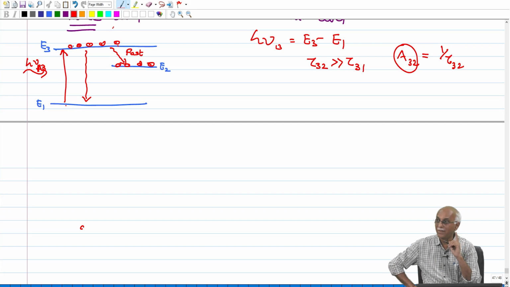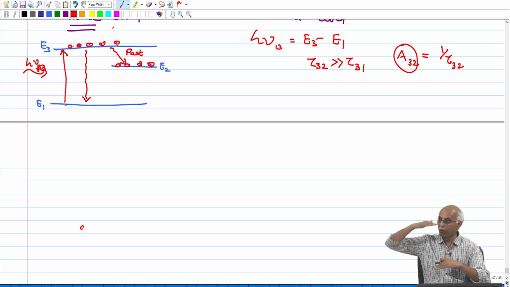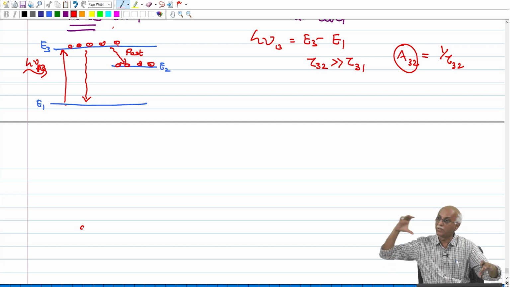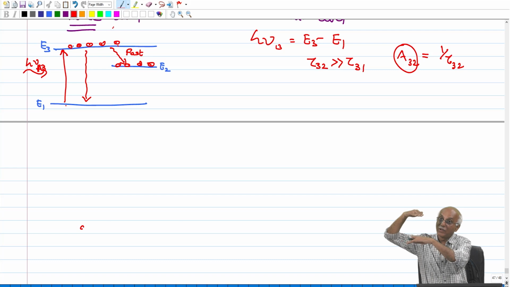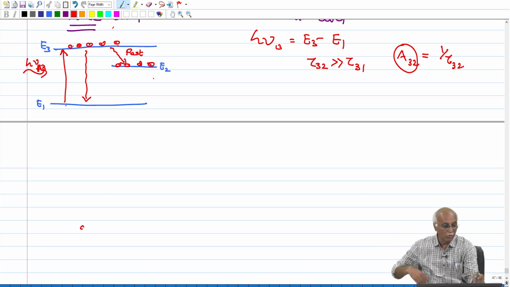Are you understanding? I am pumping photons with photon energy nu 1 3. So, atoms are getting excited to level 3, but level 3 becomes empty as the probability of its excited atoms going to level 2 is very large through spontaneous emission. So, all of these will emit some photons spontaneously and will come to level 2. Is it okay?